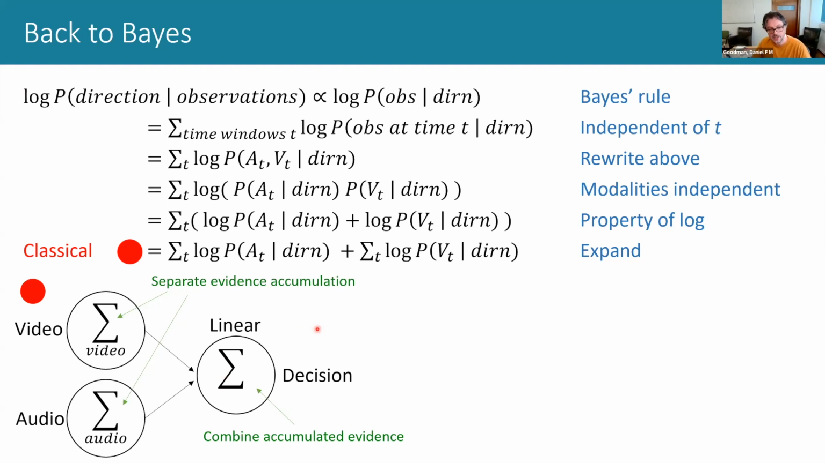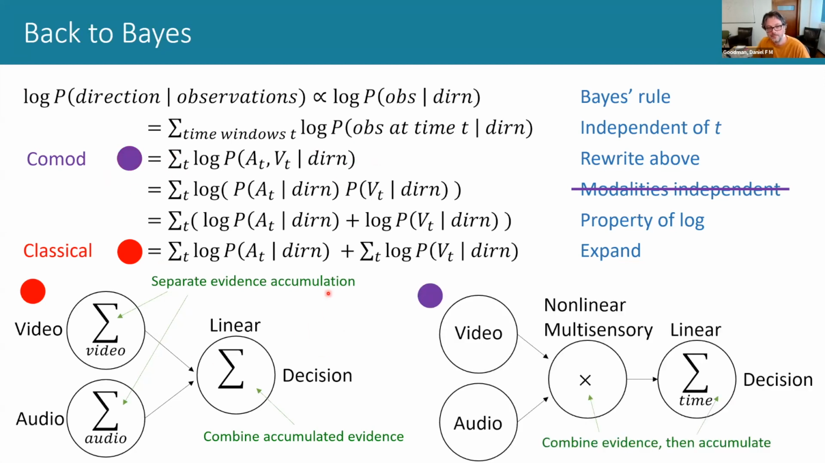Okay, but in the co-modulation task, you don't have this independence anymore. So you can't do these steps. And the best you can do is stop here. And in terms of this picture, what does that look like? It means that instead of summing the evidence over time and then fusing, you have to fuse the evidence before doing the sum. So we call this one fuse, then accumulate. And this one we call accumulate, then fuse, and this one fuse, then accumulate.